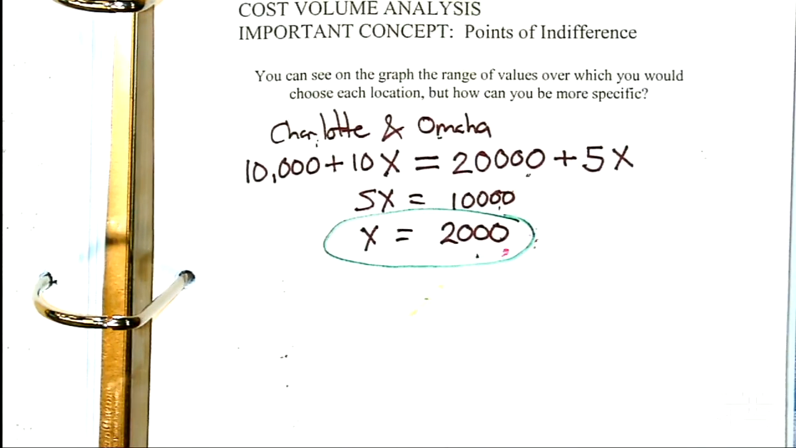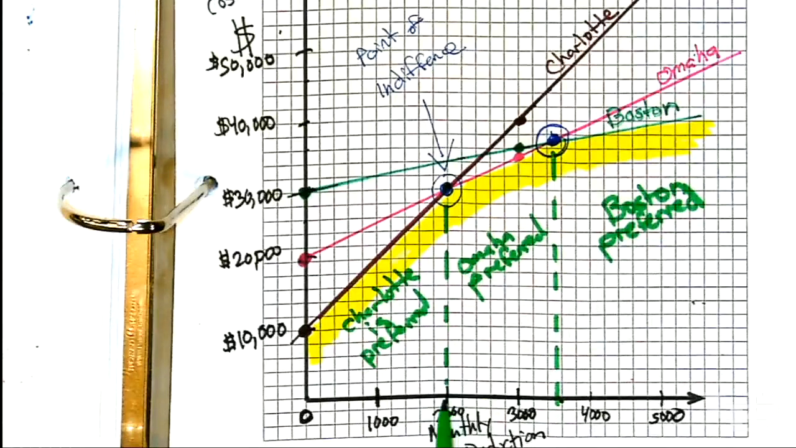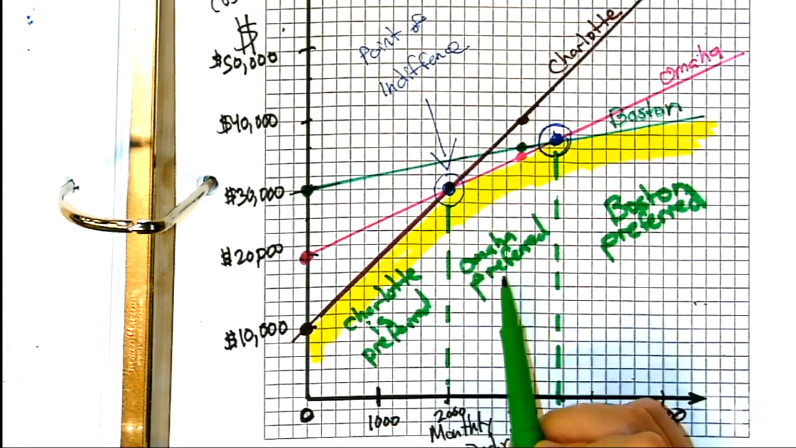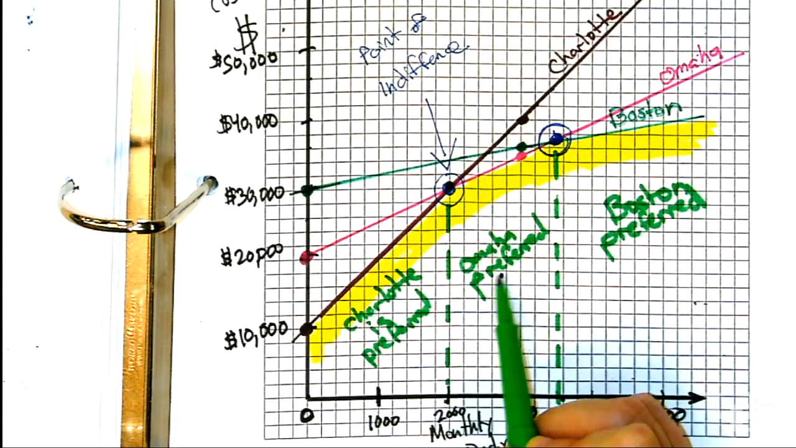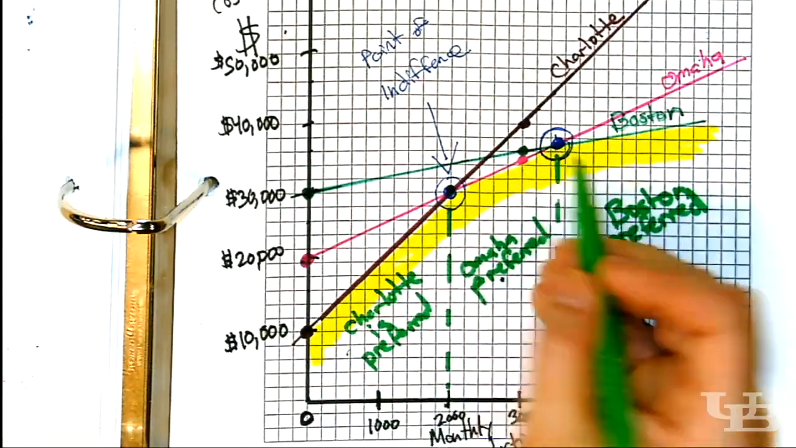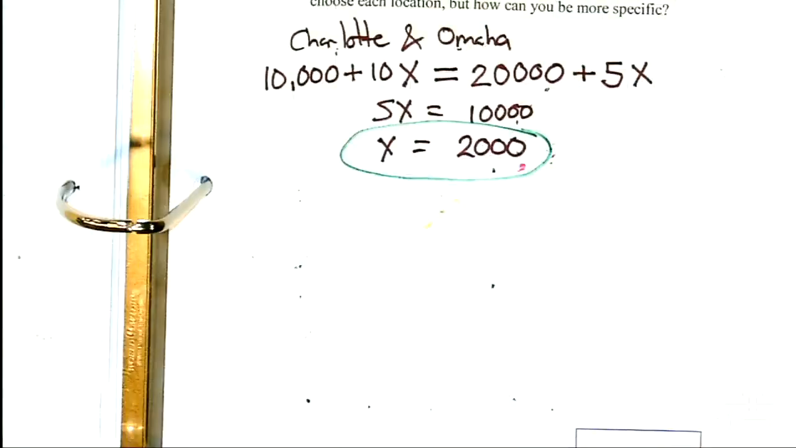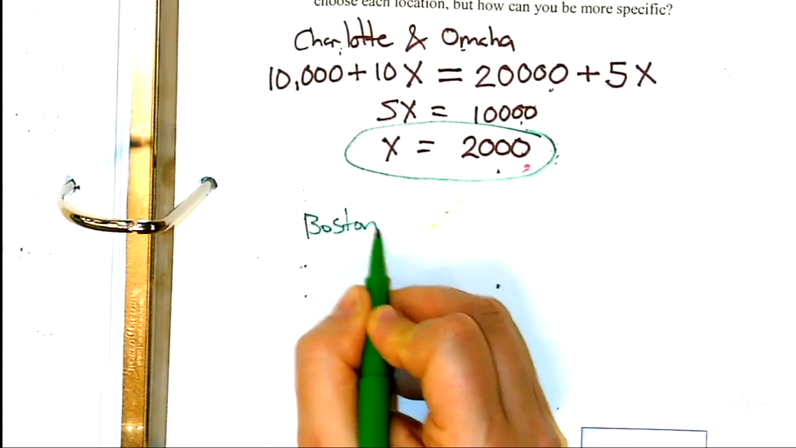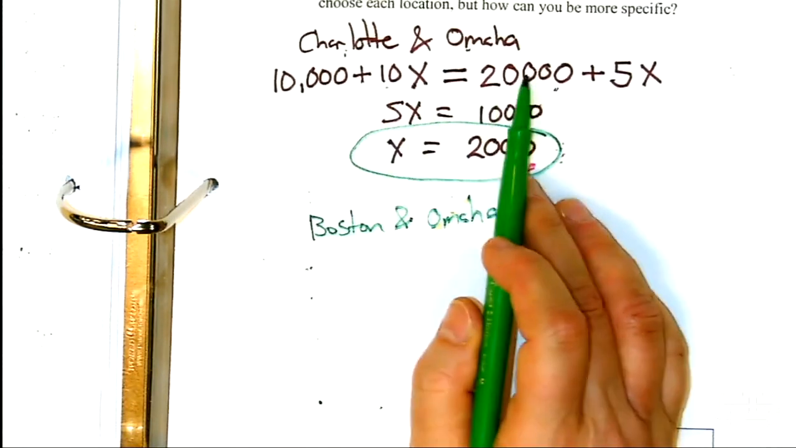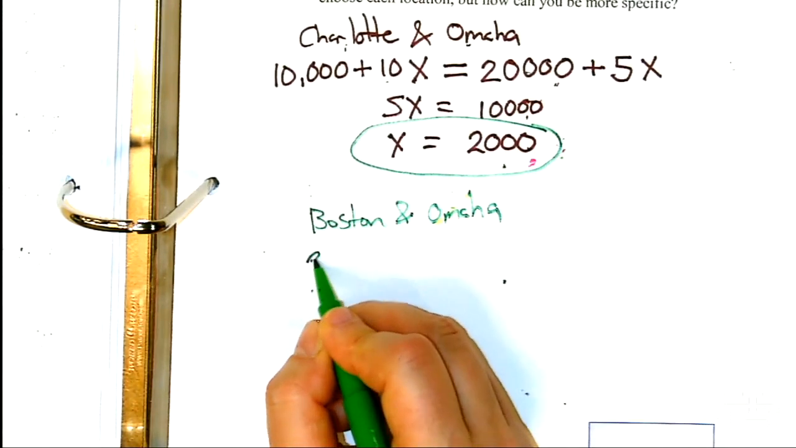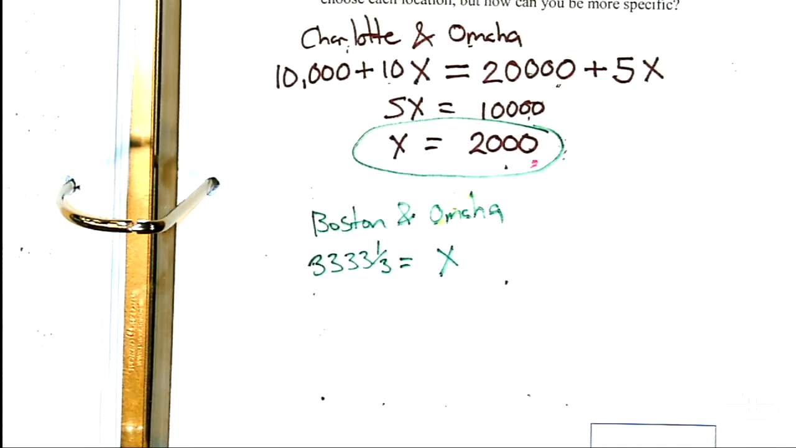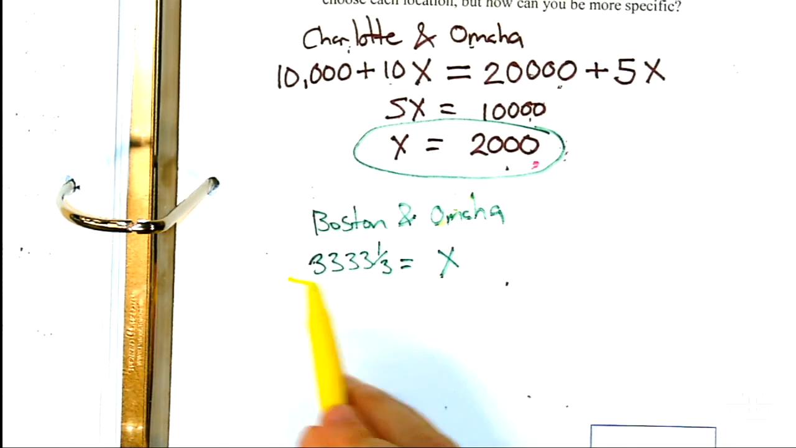At 2,000 units every month, the cost would be exactly the same. Anything beyond that, 2001, 2002, technically you'd prefer Omaha. It would be less expensive. Below that, that's where Charlotte rules. You'd always pick Charlotte. The other one is between Boston and Omaha. Repeat this logic, except use the appropriate numbers for Boston and Omaha, and see if you can confirm my answer.